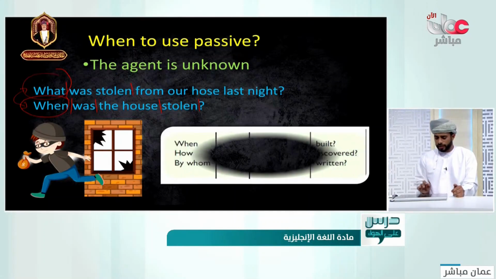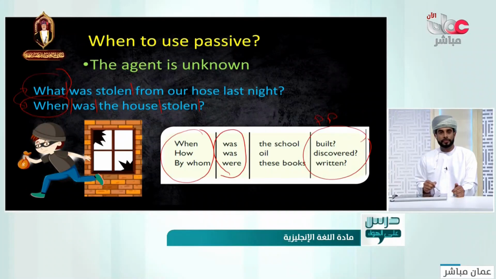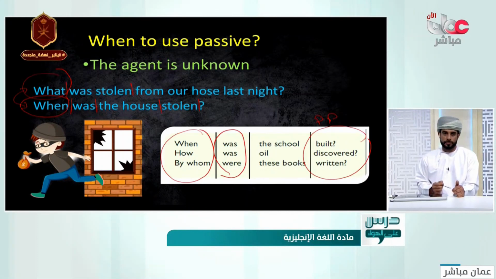So, in general, to ask about the object, WH, was, and the completion, then you have the past participle. Like this one. How to form it. When was the school built? Who or how was oil discovered? By whom were those books written? Good.